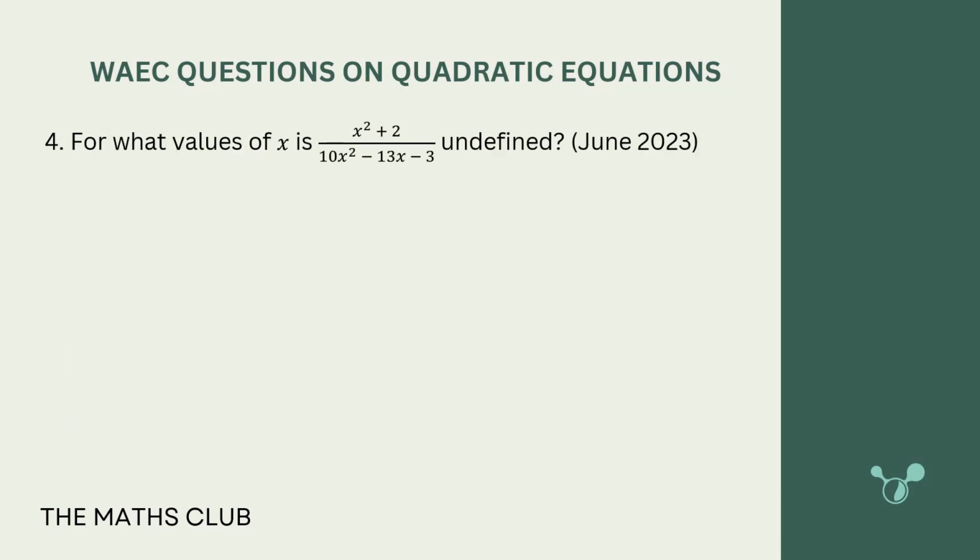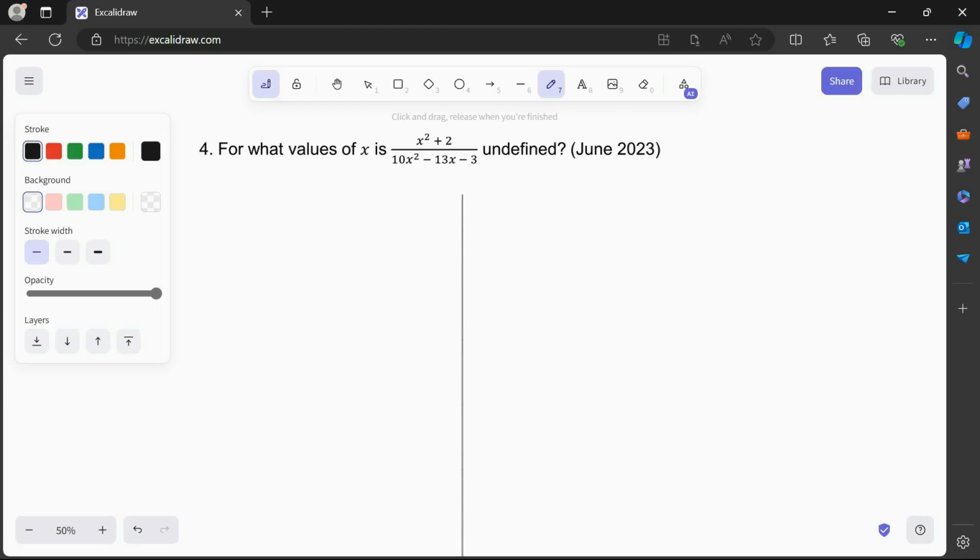Next one says: for what values of x is x squared plus 2 all over 10x squared minus 13x minus 3 undefined? For an expression to be undefined in mathematics, that means that the denominator must be 0. What do I mean? If I have 5 divided by 0, this is going to give you undefined. If you press it in your calculator, 5 divided by 0, you'll see math error, because the denominator of something should not be 0.